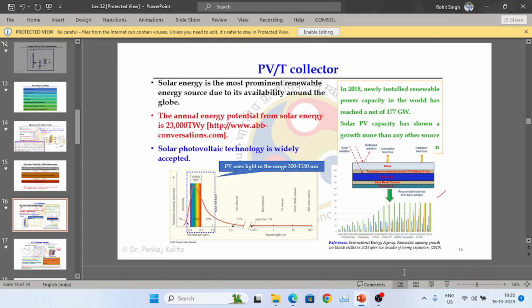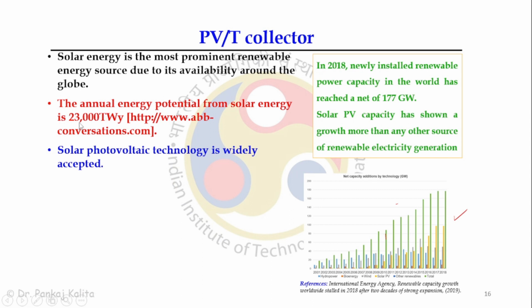So now you can understand the amount of electricity: 23,000 trillion watt years. It has been estimated that if we could harness only 2% of this 23,000 trillion watt years of energy, that is more than enough to power all the houses of the world. So you can imagine the amount of solar energy that we receive.